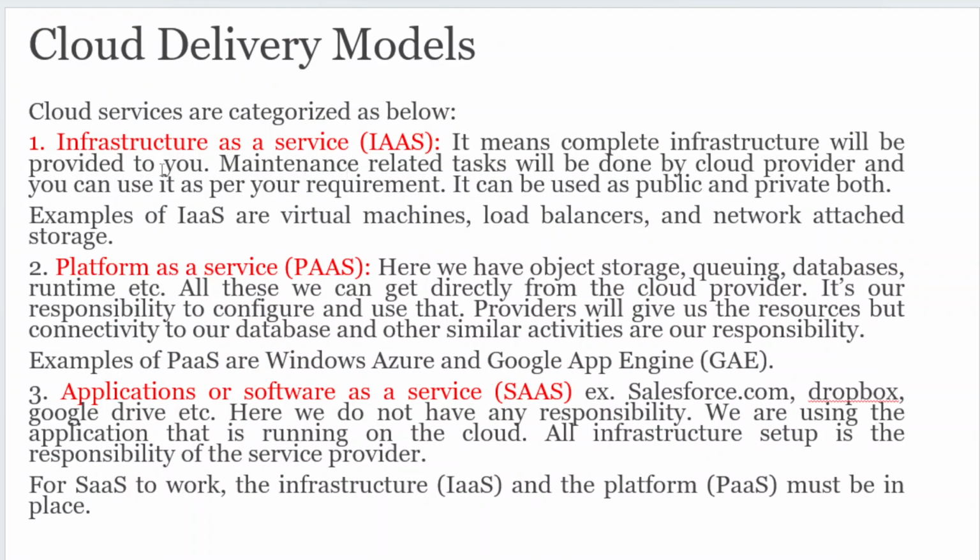And see a few descriptions about these cloud delivery models here: IaaS, PaaS, SaaS. That is infrastructure as a service, platform as a service, and software as a service. It means the complete infrastructure will be provided to you, and the maintenance-related things will be done by the cloud providers. They will take care of all these maintenance issues, and it can be used as both public and private.